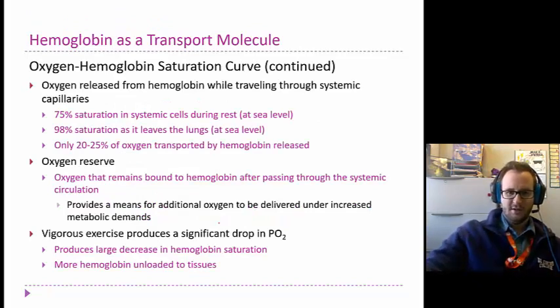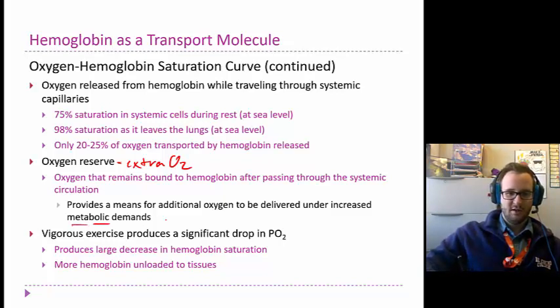So this is the ability of your body to still hold on to 3 molecules of oxygen per hemoglobin molecule. It is acting as kind of like an oxygen reserve. And so this is the amount of extra oxygen that you have. And this extra oxygen can be delivered if a tissue is under higher metabolic demands. I used an example of running, and your legs need more O2.